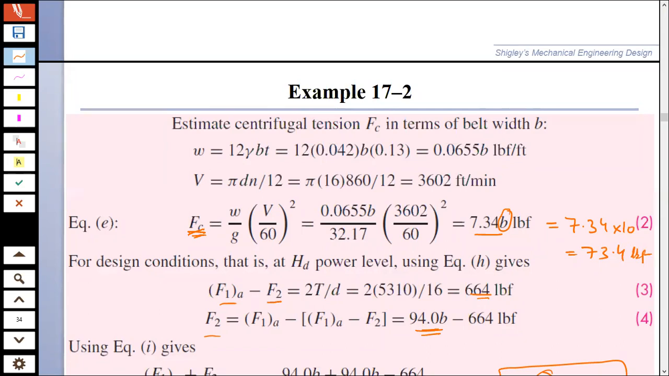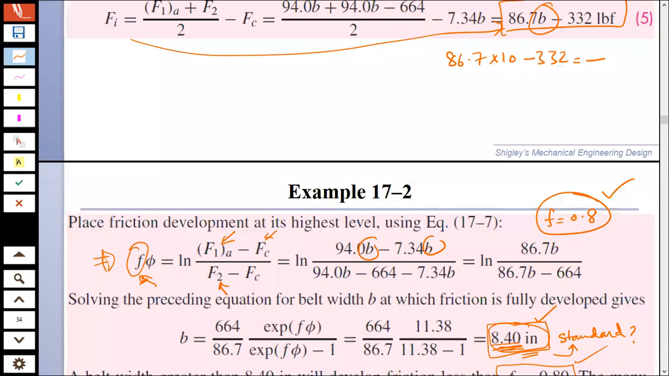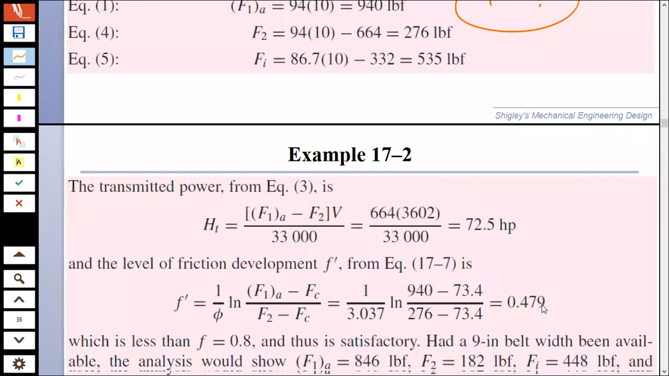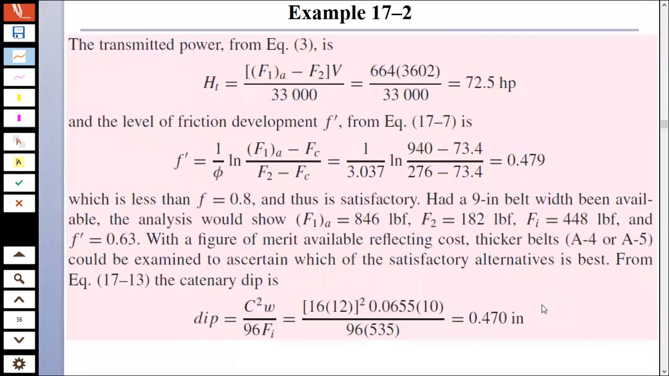Go ahead and calculate all your values over here, and then with those values use this 17-7 equation and find out again what your F dash is equal to, and you will find that your F dash is less than 0.8 now because you have increased your width. So if you recalculate that, it is going to fall at 0.479.